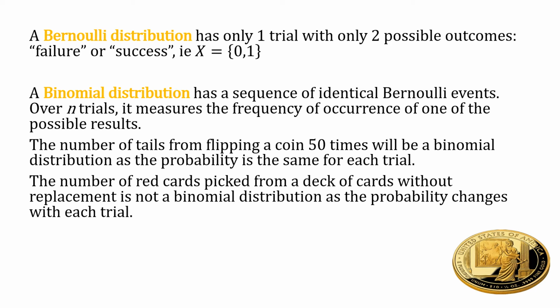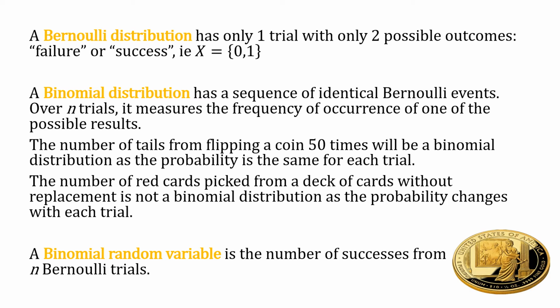If we were looking at the number of red cards that we could pick out from a deck of cards without replacement, that's not going to be a binomial distribution, because every time we pick out a card and don't put it back, the probability is going to change for the next card we draw. That probability of success or failure changes because we start off with 52 cards, and then it's out of 51 cards, 50 cards, and so on. So it's important that they're identical Bernoulli events. The probability has to stay the same every single trial.